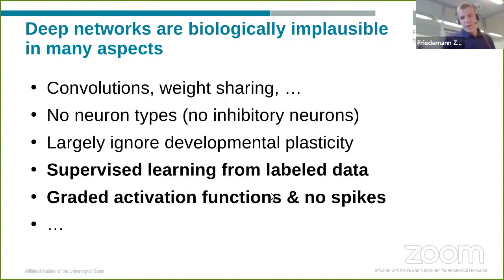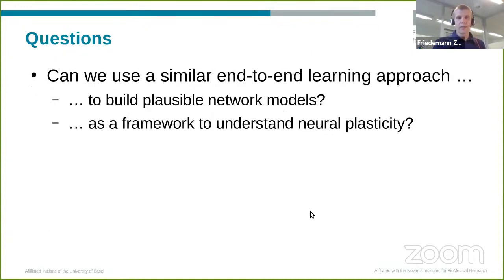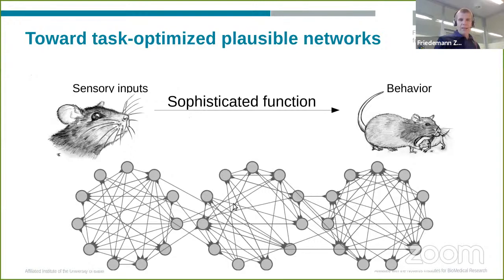So the questions we set out with were focused basically on these last points. So we were wondering, can we use similar end-to-end training or learning approaches as are used in deep learning to build more plausible network models, specifically spiking neural network models? And can we use this optimization framework to better understand neural plasticity in the brain, and how similar algorithms that iteratively refine connections in the brain to improve the input-output might be implemented in brain networks?